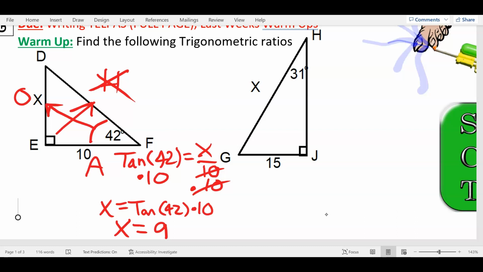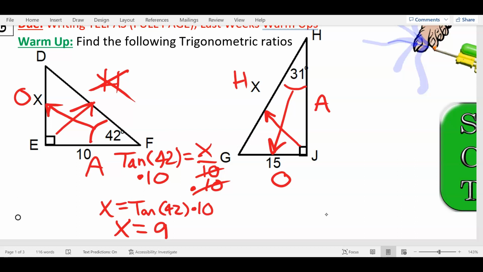Now let's do number 2, or the second one, I should say. Same idea. What angle do I start from? What do you think? What angle do I start from? Because it's labeled, right? 31. So starting at 31, I'm going to label OHA. What's O? 15. What's H? X. And then my leftover is A.